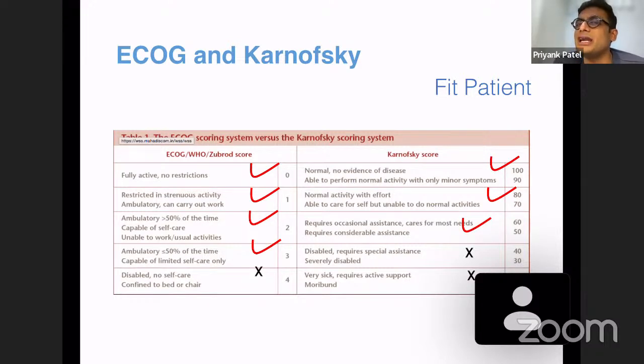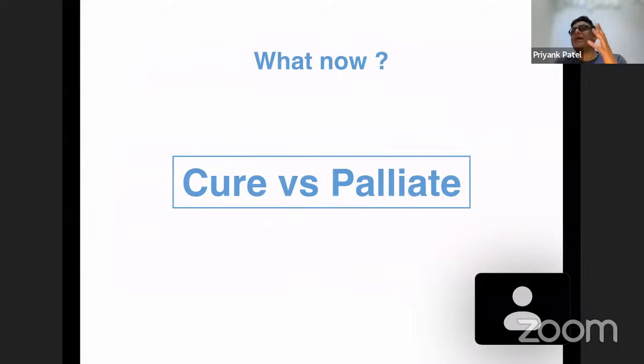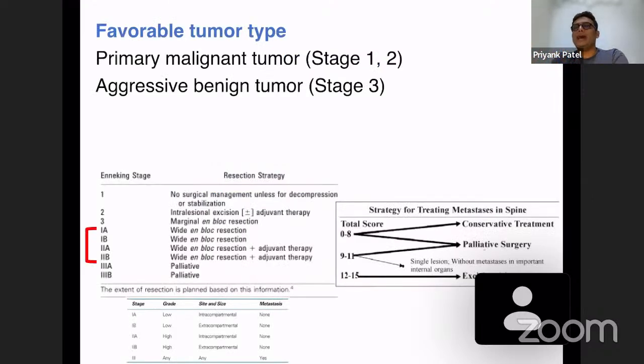These are the patients who are at the fag end of life, and maybe a very aggressive surgery will not help them. Once you have all these things in your hand, you decide if you want to cure the patient or you want to give them a palliative treatment. Now, identify those tumor types where you want to operate.